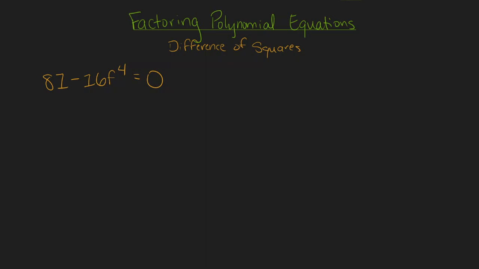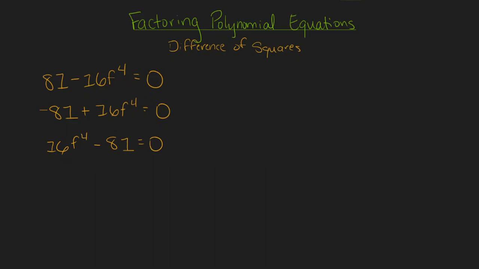So when I multiply both sides of the equation by -1, essentially that's going to flip my signs. So I have -81 plus 16f to the fourth equals 0. And then I'll go ahead and reorder to put my f to the fourth term first. So 16f to the fourth minus 81 equals 0. Whew, that looks a little bit better.